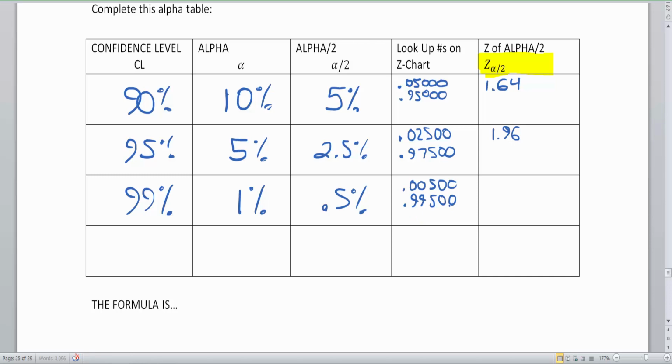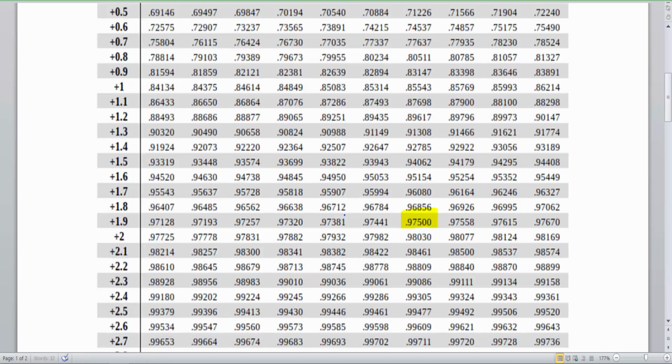Okay, 0.99500. I'm going to look that up. Here's 0.99560. Trying to find 0.99500. So let's look up here. I got 0.99506. So that was close. That was 6 away. And this is further away. So this is not great. This is 8 away.